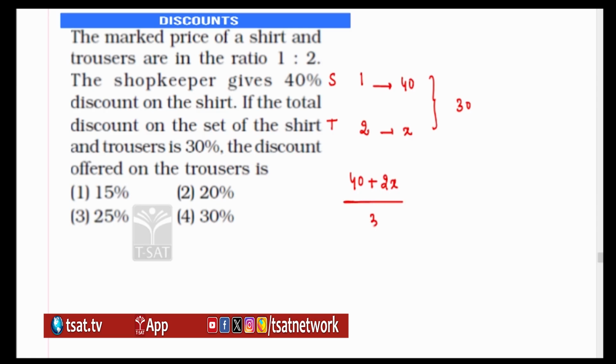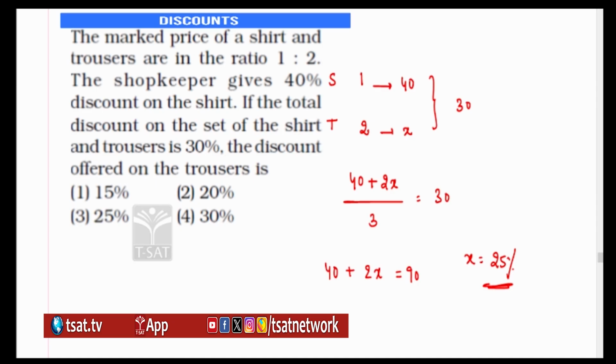N1 plus N2 is 3 is equal to 30. If 30 goes to that side, it becomes 90. 40 plus 2x is equal to 90. 2x is equal to 50, so x is equal to 25%. So we are giving a discount of 25% on trousers.